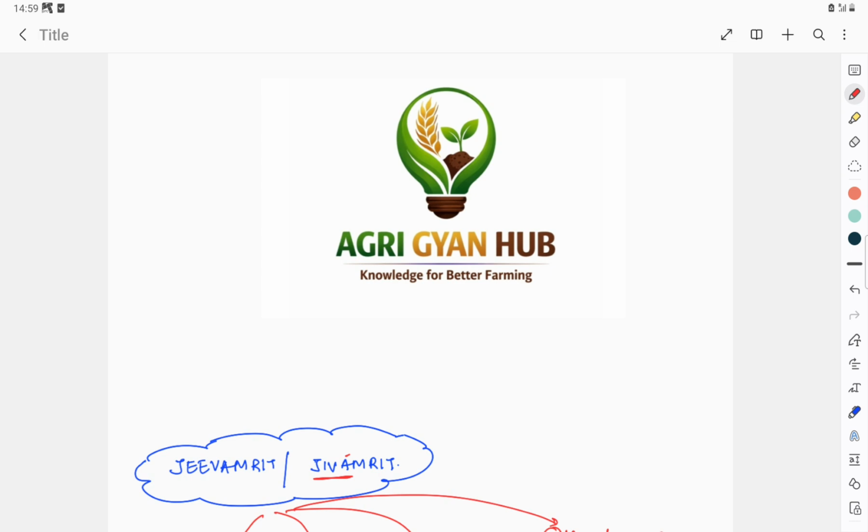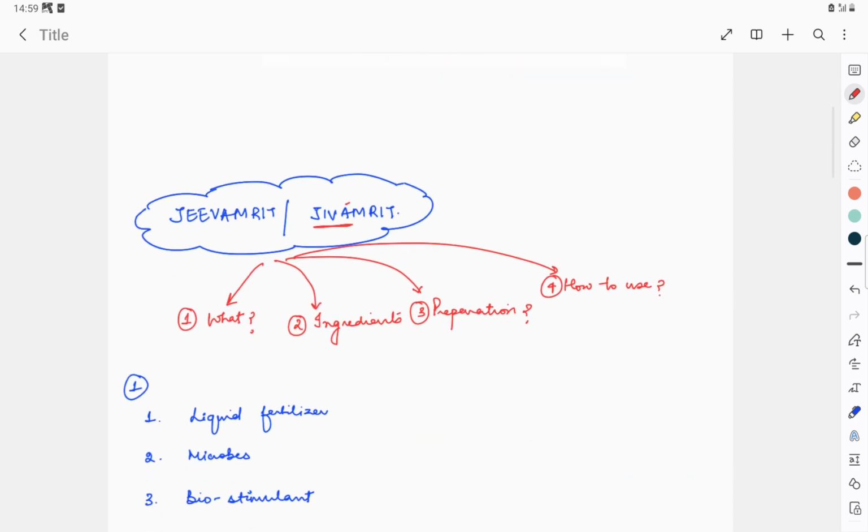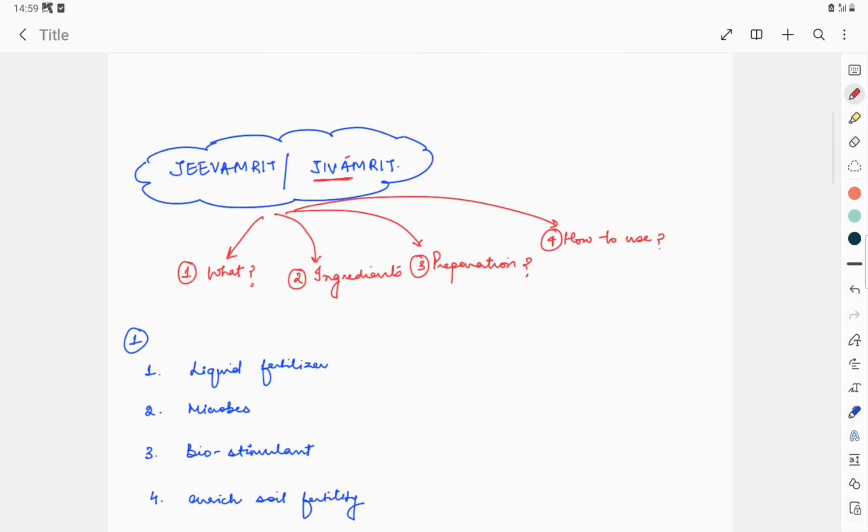Last lecture we studied about ZBNF, Zero Budget Natural Farming. In that lecture we studied about the four pillars of ZBNF, and today we study about one of the pillars, that is the Jeevamrit. In this lecture we are going to study what is Jeevamrit, what are the ingredients needed to make the Jeevamrit, how it is prepared and how to use it, or we can say the dosage, which is very important, and a few points that we have to keep in mind while preparing the Jeevamrit.